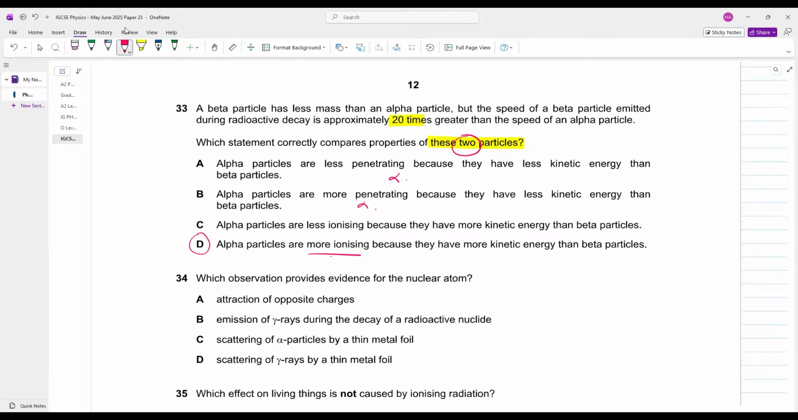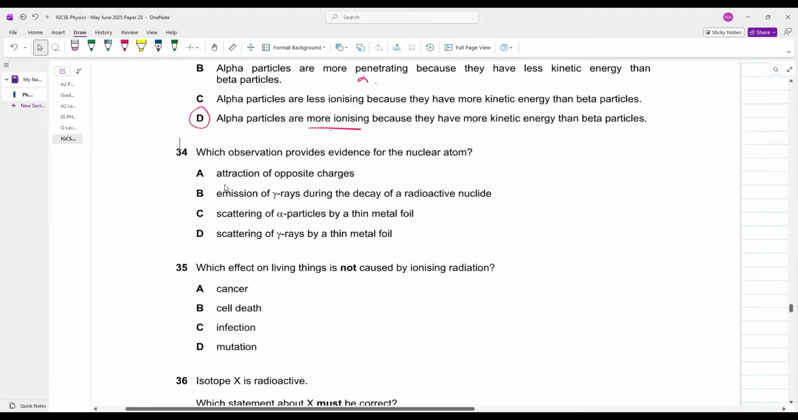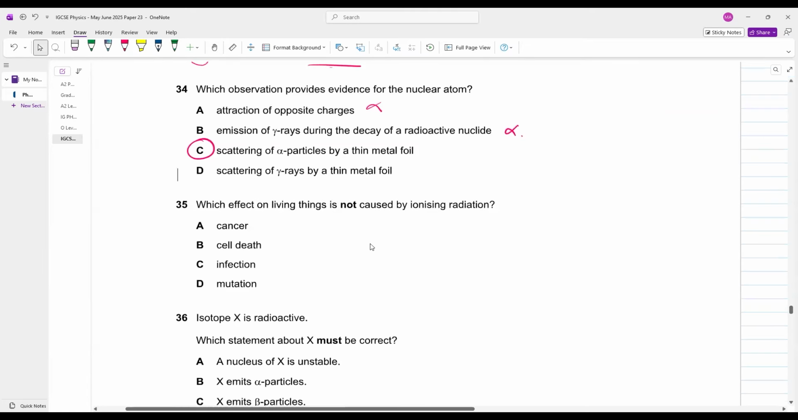RT is correct. Which observation provides evidence for the nuclear atom? अच्छा जी, attraction of opposite charges? No. Emission of gamma rays? No. Scattering of alpha particles by a thin foil provides the evidence of a nuclear atom.